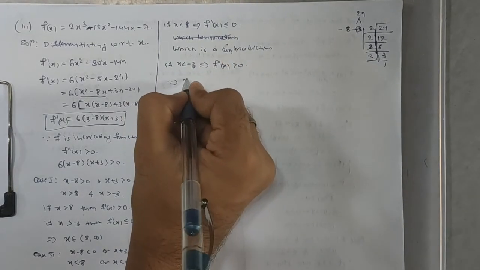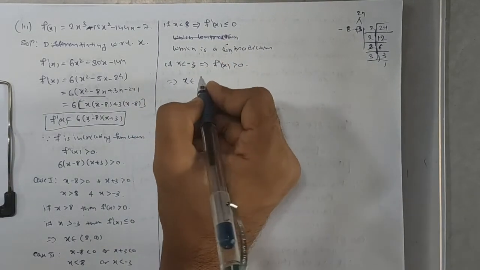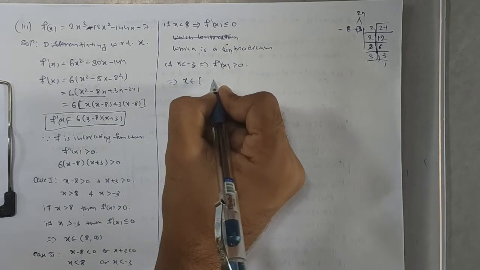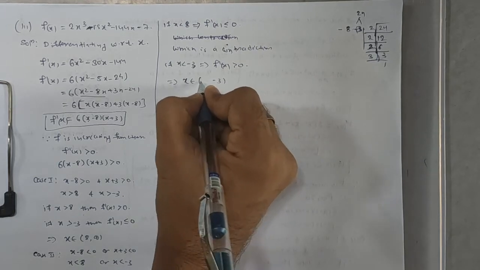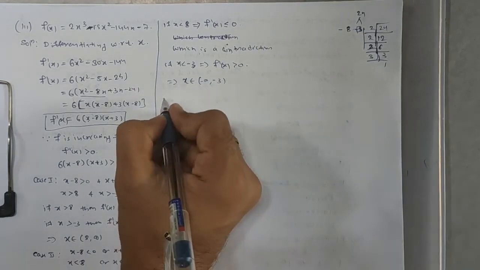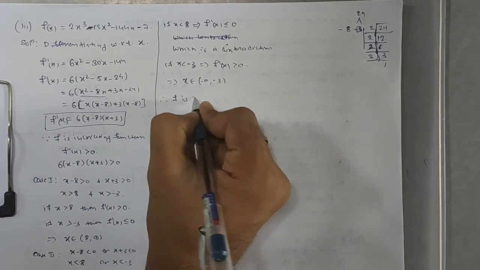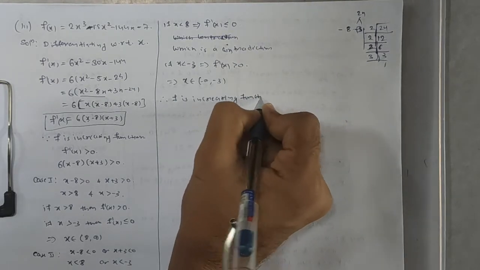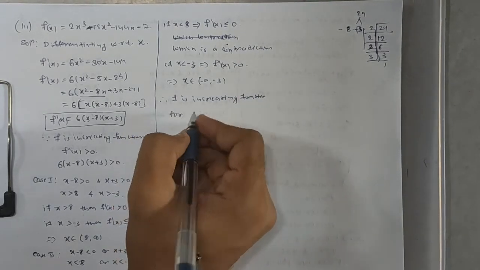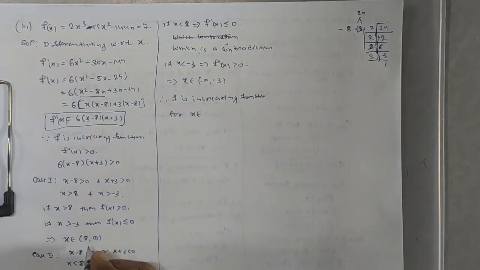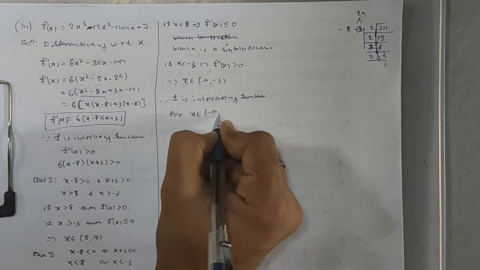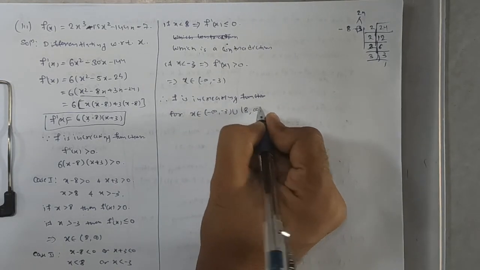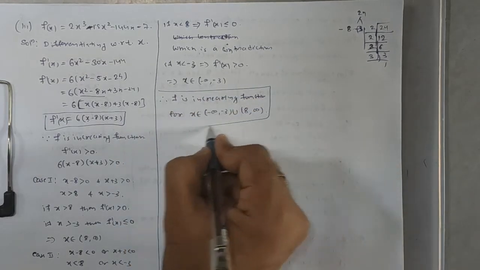This implies x belongs to, higher boundary is minus 3, and lower boundary is minus infinity. Therefore f is an increasing function for x belongs to both the values, minus infinity to minus 3 union 8 to infinity. This is our final answer.